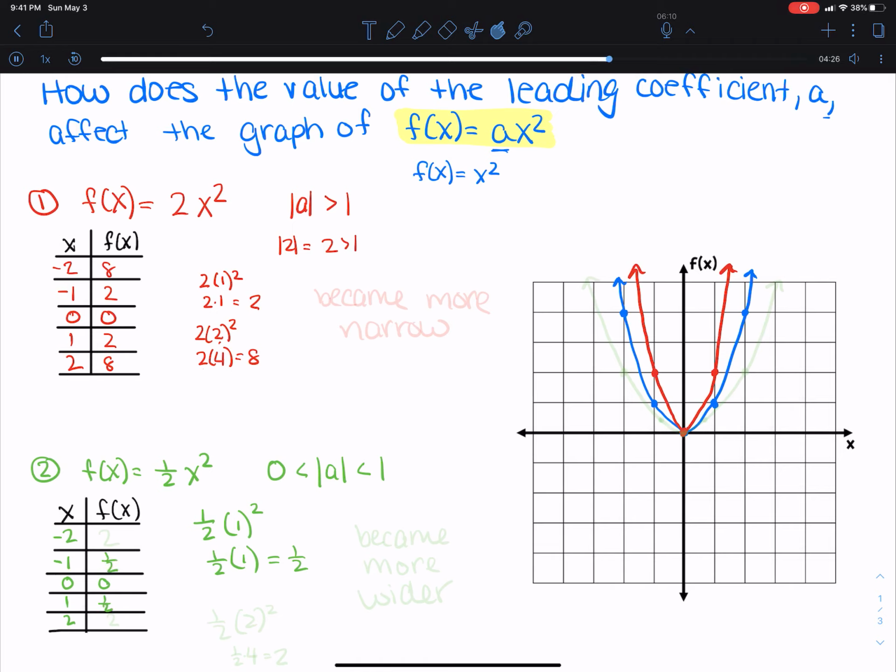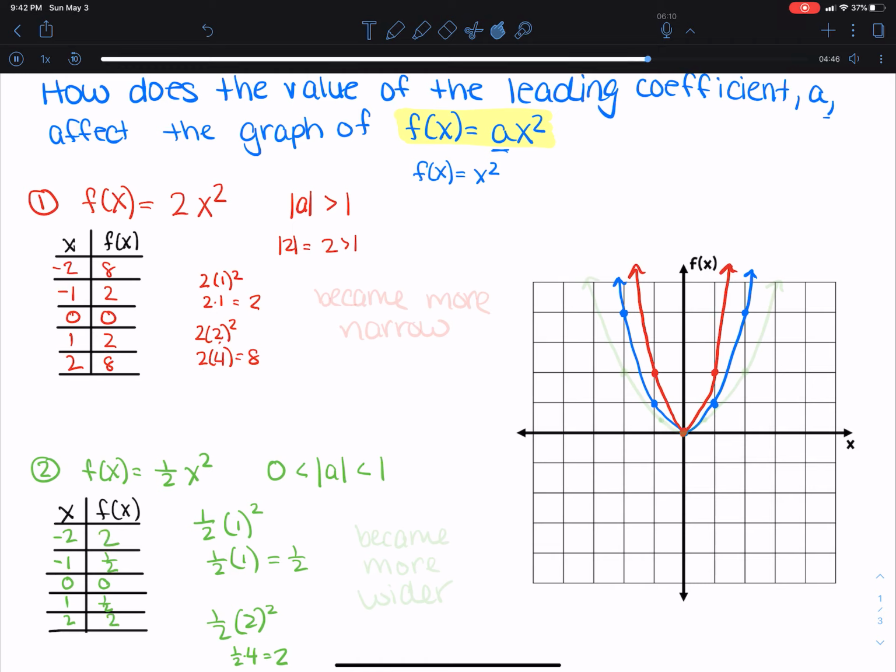So now let's figure out what happens when x is 2. So I have 1/2 times 2 squared. So 2 squared is 4, so we have 1/2 times 4. Well, 1/2 of 4 is just 2. So when x is 2, my y is 2.